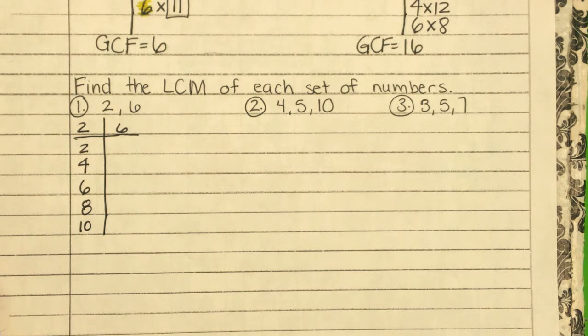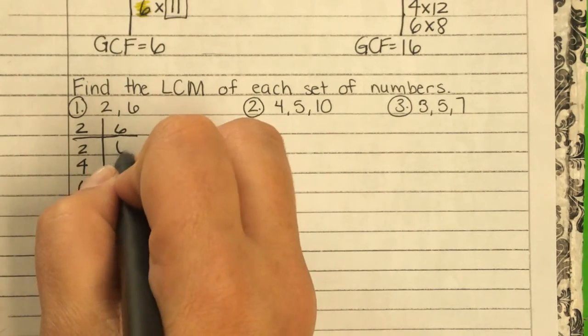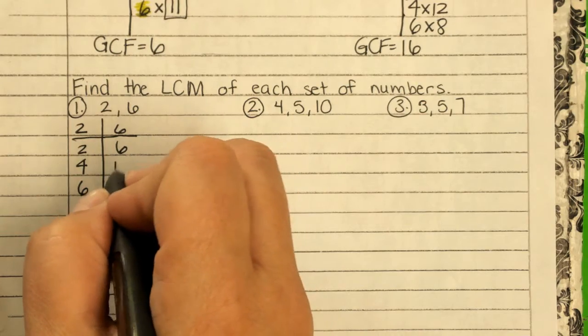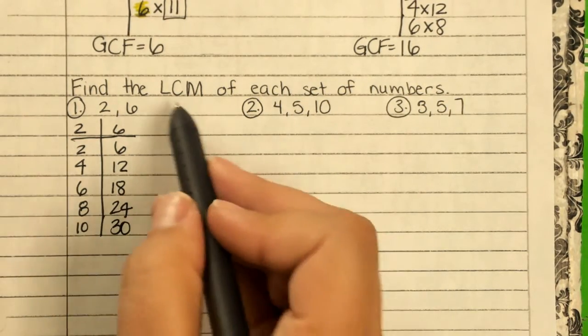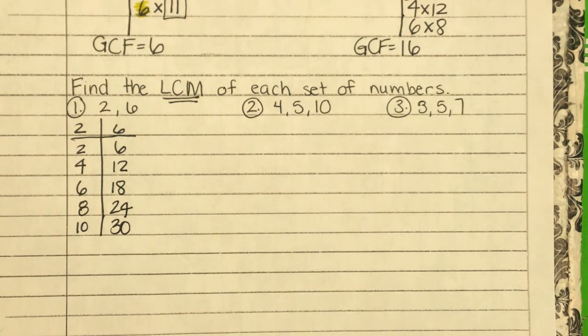Now, here's the other thing too. Multiples will always start with the number itself. So if I were to ask you, what's the first multiple of 6, what's it going to be? 6. You don't go to 12. 6 is the first multiple of 6. Okay, so we say 6, 12, 18, 24, 30. Now, I'm looking for the least common multiple. What's the smallest one they share? Not 12. 6. Very good.